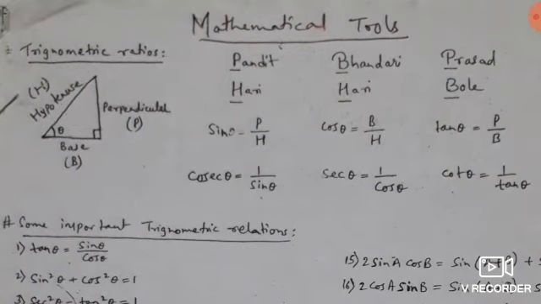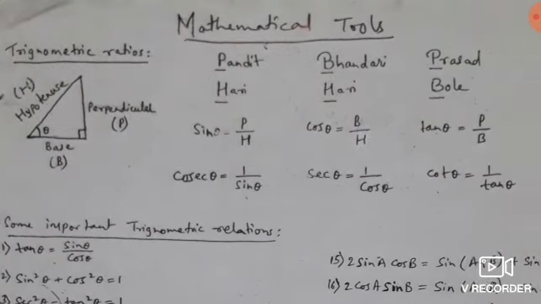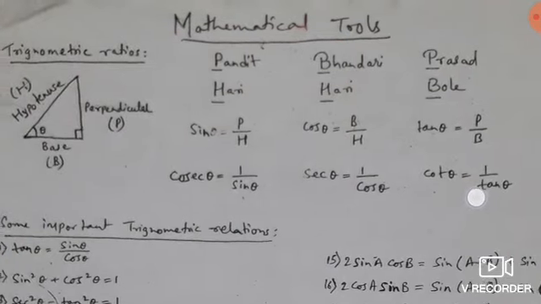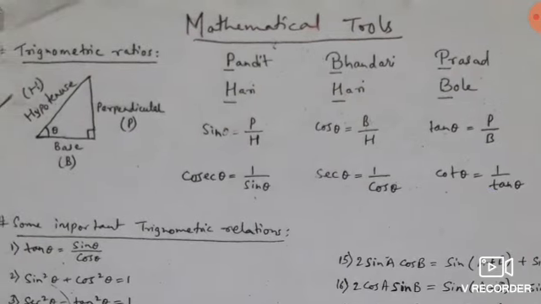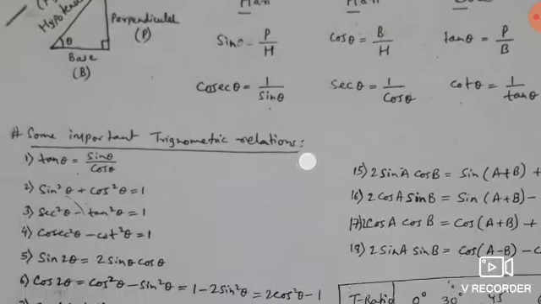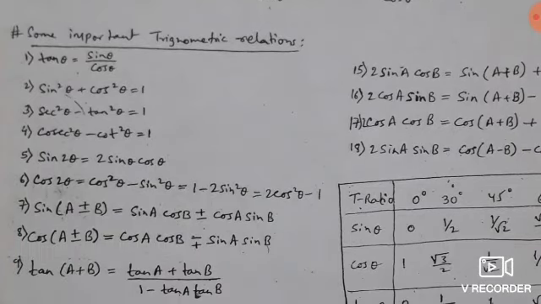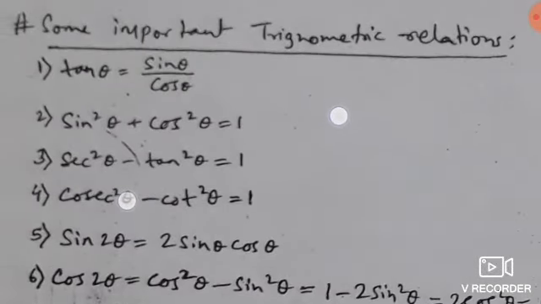There are also some other techniques to remember these formulas. Now we also know that cosec theta equals 1 by sin theta, sec theta equals 1 by cos theta, cot theta equals 1 by tan theta. So this is not a new thing. This we know from class 10. Now let us discuss the second point. The second point is some important trigonometric relations.